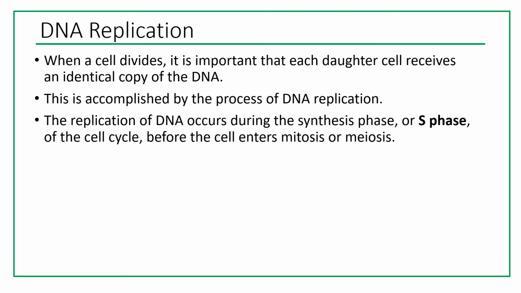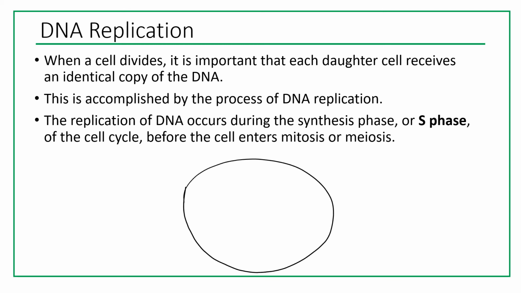Now DNA must replicate itself so cells can pass their DNA to a new generation. When a cell divides, it's important that each daughter cell receives an identical copy of the DNA, and this is accomplished by the process of DNA replication. DNA replication occurs during S phase of the cell cycle.